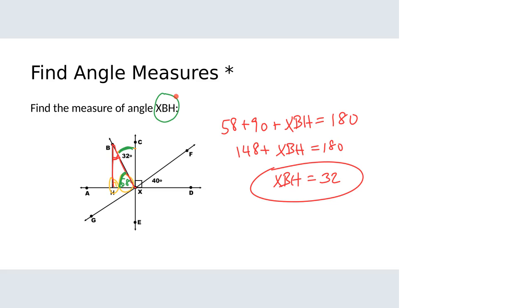Zara asked an excellent question there. How come it says find the measure of XBH and not just B? And she's right. We could absolutely call this angle B if we wanted to, because there's no other angle coming off of it. What we wouldn't want to do here is say angle X for anything, because angle X could mean this one, or this one, or this one, there's a whole bunch of angles on there that have X as a vertex. In this case, there's only one angle on here that has B as a vertex.